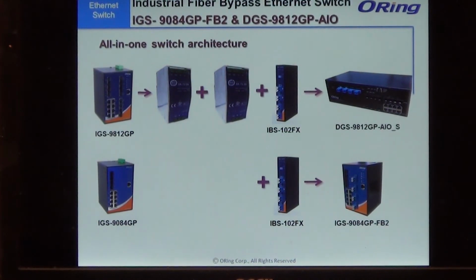The DGS-9812 model is actually a combination of the IGS-9812GP plus 2 power modules and 1 fiber bypass module, to have both functions. And the IGS-9084GP-FB2 is a combination of the IGS-9084GP plus the fiber bypass module. These are the only 2 models which Orin currently has with the fiber bypass function.